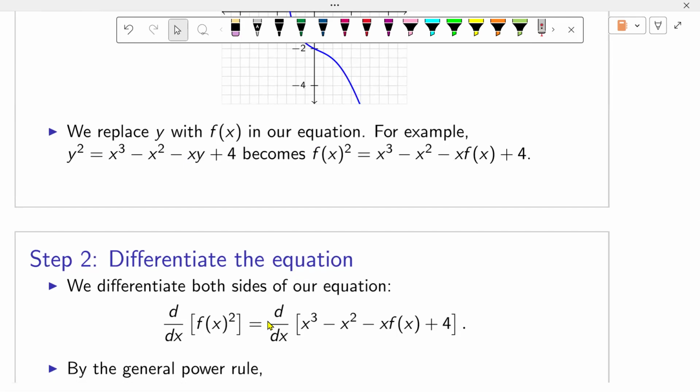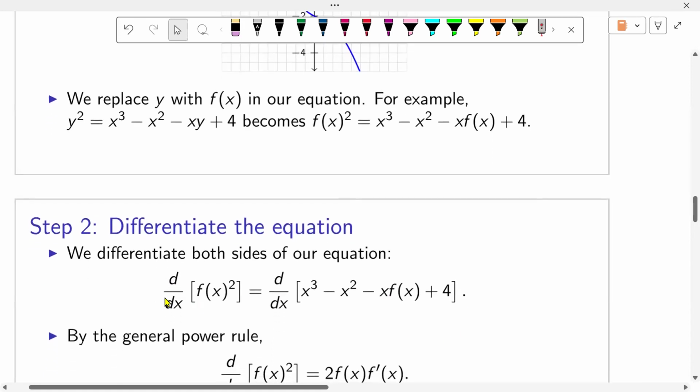So the idea is we're pretending we're on that red portion, and even though we don't know what f is, we're going to take the derivative of both sides of this equation. I'm going to take the derivative of f of x squared, and then I'm going to take the derivative of x cubed minus x squared minus x times f of x plus 4. Now, I can use the general power rule here to take the derivative of f of x squared. We've written that a few times now, and hopefully you remember it.